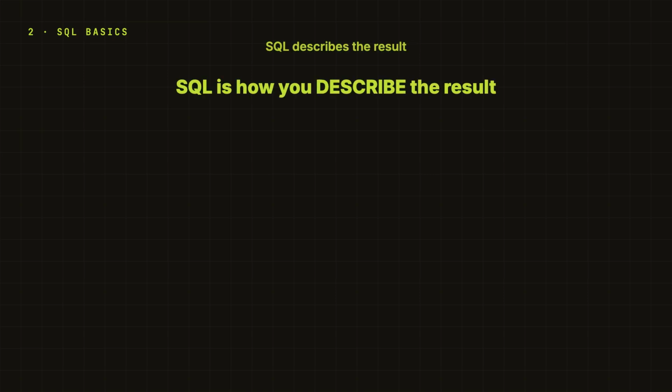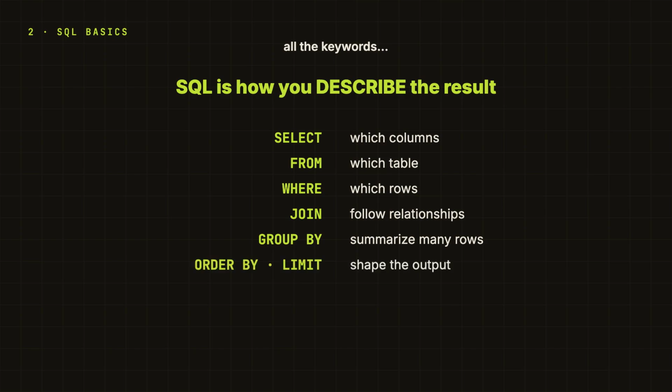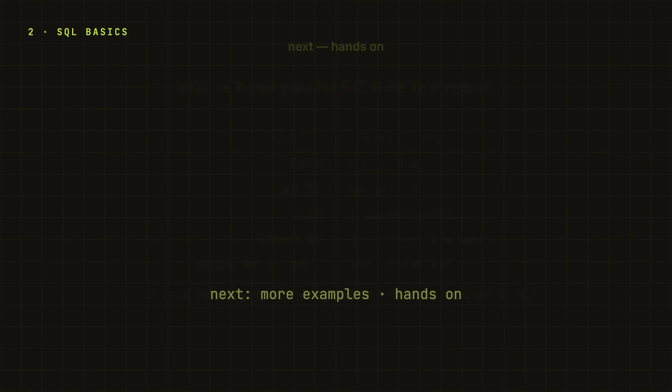So, yeah, the beginner mental model is simple. SQL is how we describe the result. Select says what columns, from says what table, where says what rows, join follows relationships, group by turns many rows into summaries. Order by and limit shape the final output. Once you see SQL like this, it stops being random keywords. It becomes a way to ask precise questions. In the next video, we will see more examples and hands on.